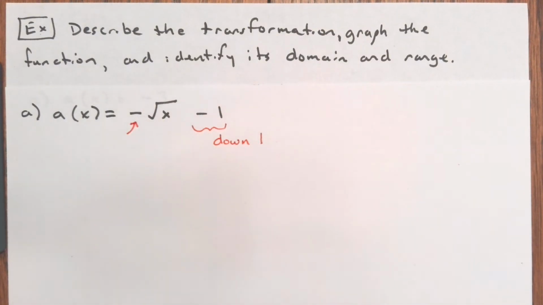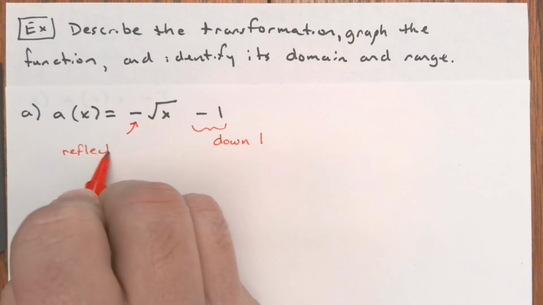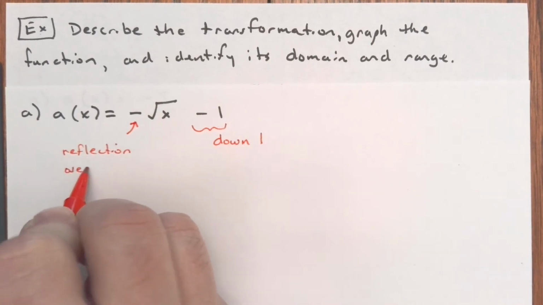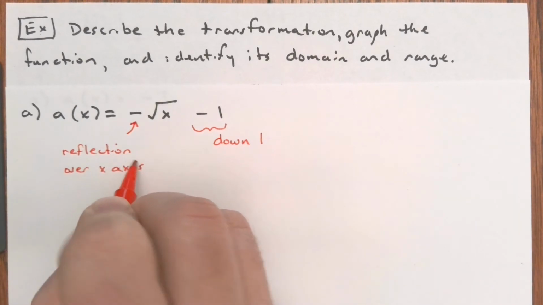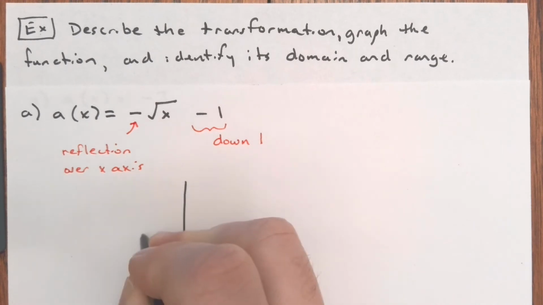There's also a negative symbol in front of our square root. And if there is a negative symbol in front of our square root, what that's going to do is give us a reflection. Specifically, it's a reflection over the x-axis. So the first part of the directions are to describe the transformations. I've done that. You need a couple of phrases that describe how this graph is going to differ from the parent function. And then from there, you want to draw the graph.